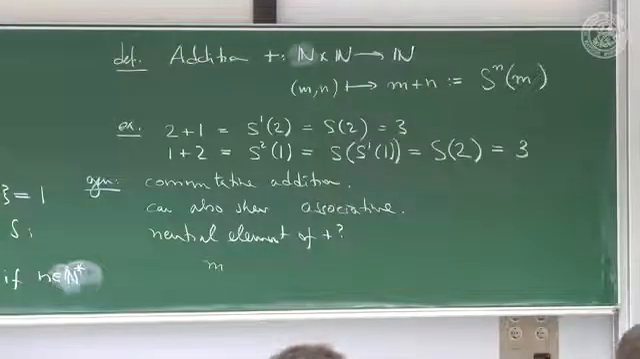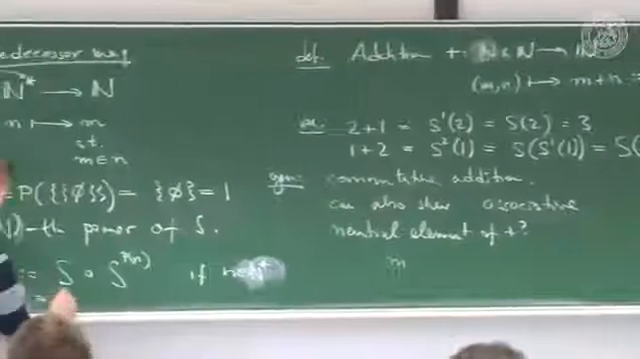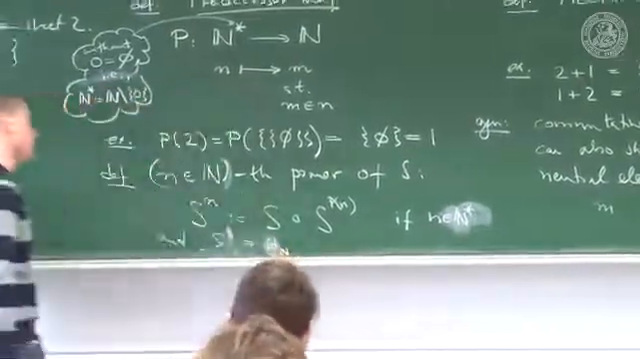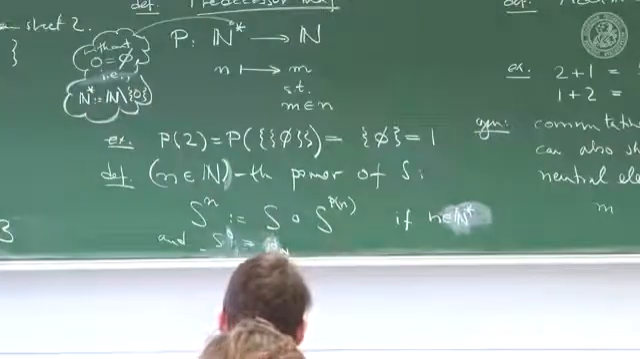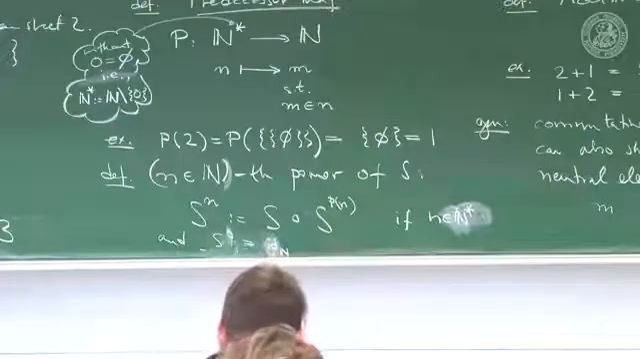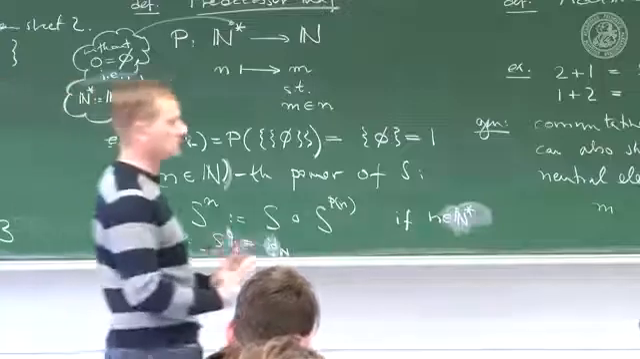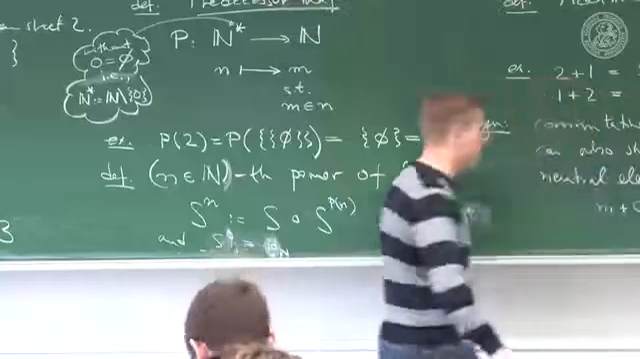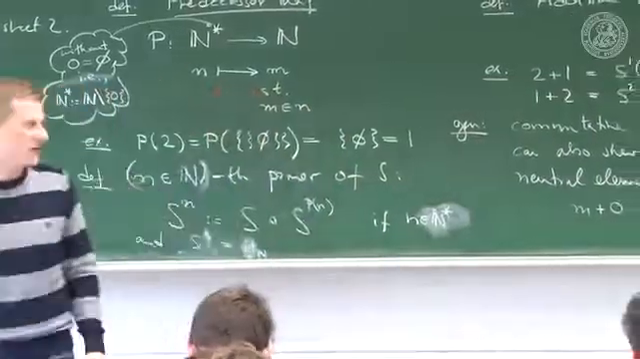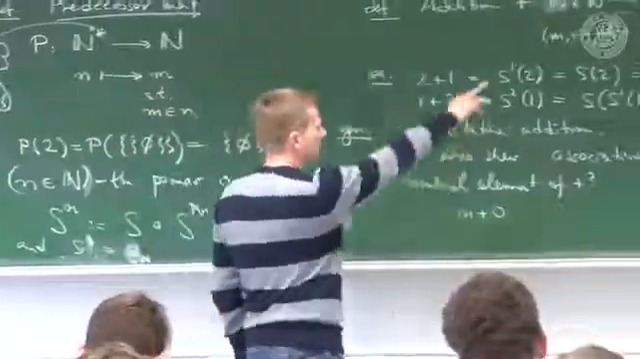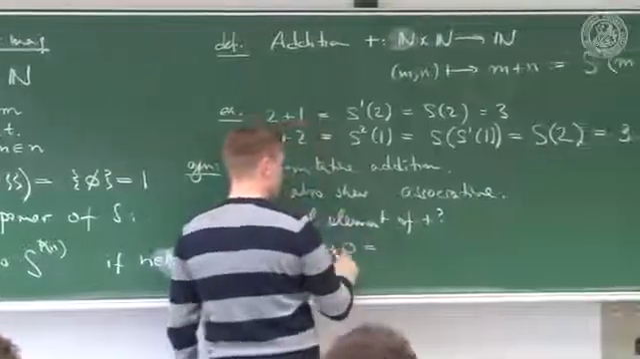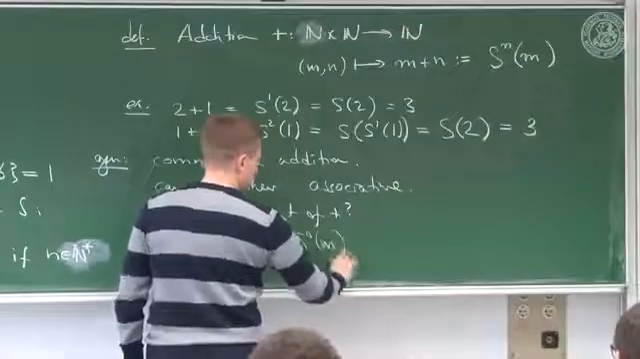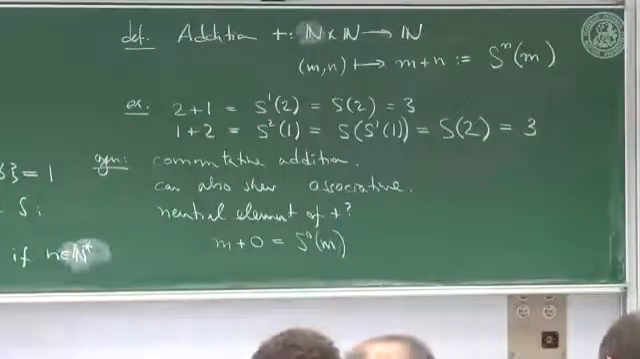So you have here S0, and S0 is the identity map on the natural numbers. You do nothing. You take the successor 0 times, you stay where you are, because otherwise we'd have trouble writing down what this is, because m plus 0 with the above definition is, by the definition of the addition, the 0th power of the successor map with respect to m.